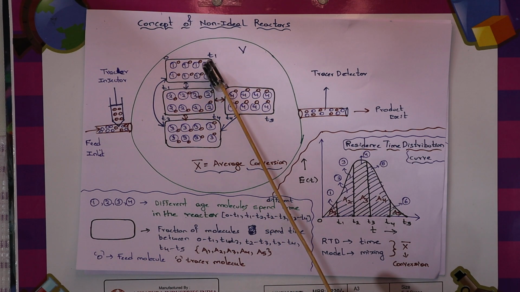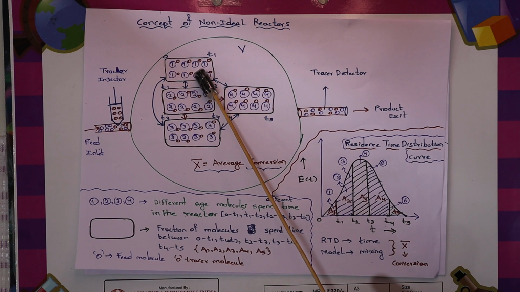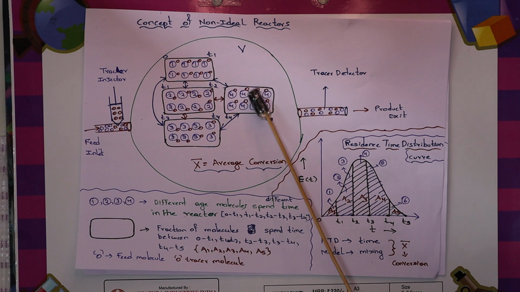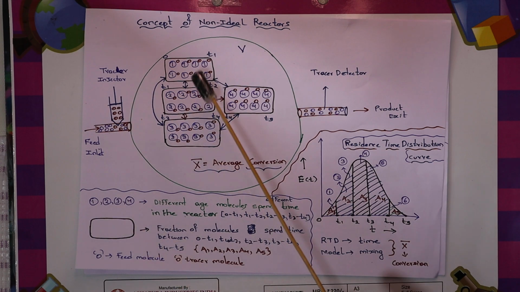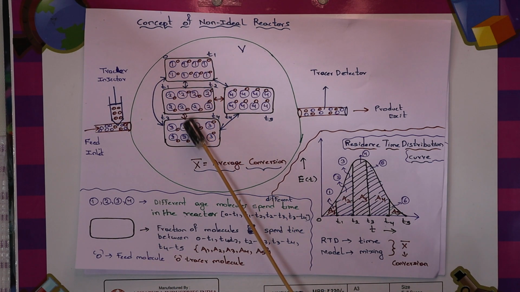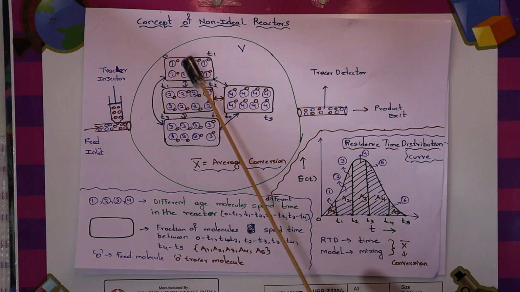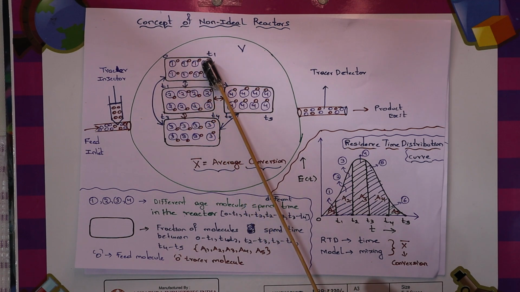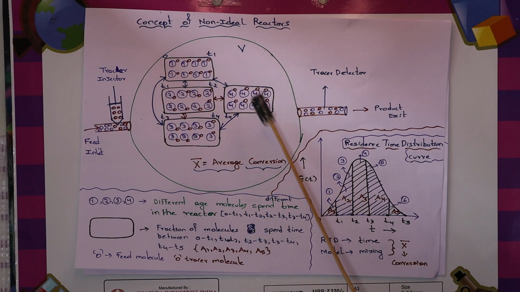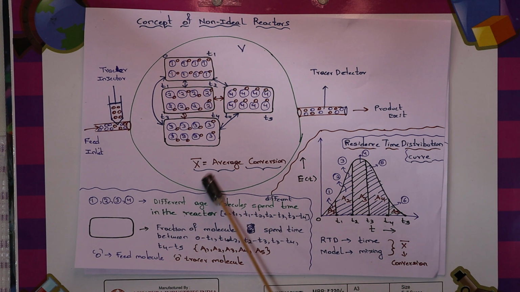Not just as batch reactors: imagine this particular batch of molecules interacts with age 2, age 3 and age 4. Then the conversion will be mixed up. If this batch is not interacting with any other batches, the conversion will be different from when it is interacting with other age molecules. That means mixing also plays an important role. Not just the time spent inside the reactor, but also how much mixing is happening among the different age molecules is important to find out the conversion.